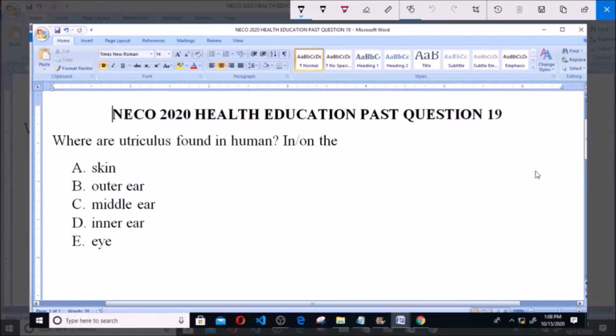I will be answering NECO 2020 Health Education Past Question 19. Where are utriculus found in human, in or on the: A. Skin, B. Outer ear, C. Middle ear, D. Inner ear, and E. Eye.